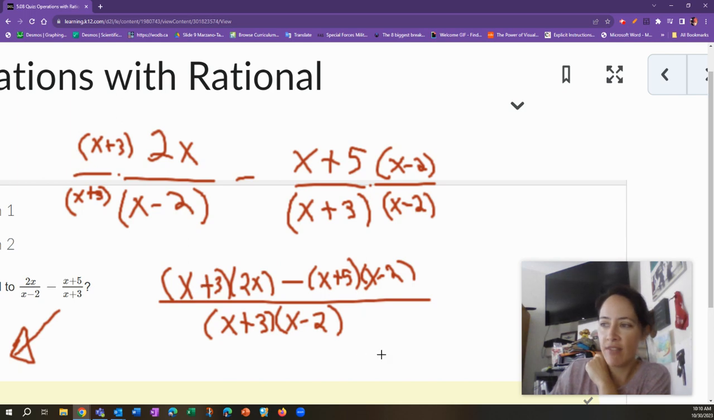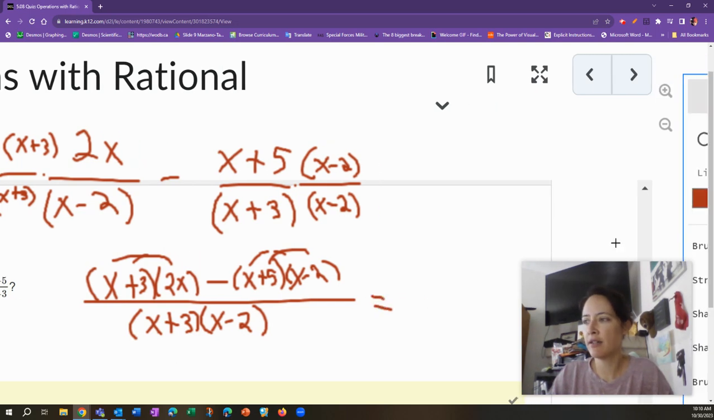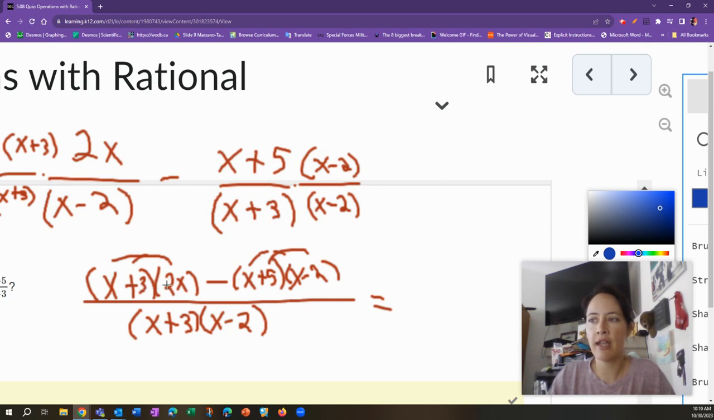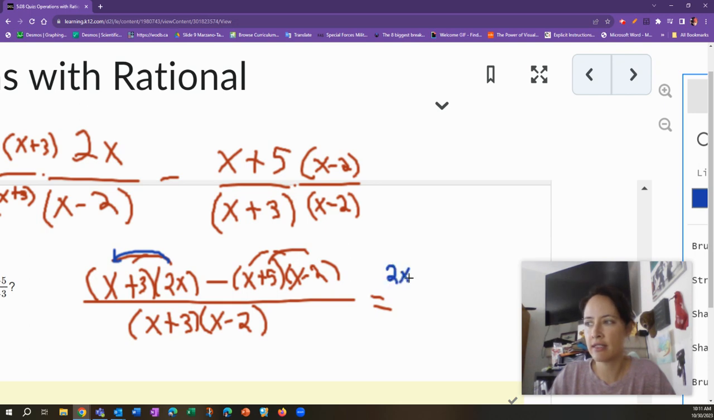Okay, so now we have a common denominator. Now we can subtract. Whenever you have common denominators, you just subtract or add the numerators, right? But we have polynomials in our numerator, so we need to simplify them. In this case, we're going to distribute, and over here we're going to FOIL or use the box method. So what's going to happen in this next step? Let's make it blue. I will get x plus 3 times 2x. So I'm just going to do 2x times x and get 2x squared. And then I'll get 2x times 3, which will just be plus 6x.